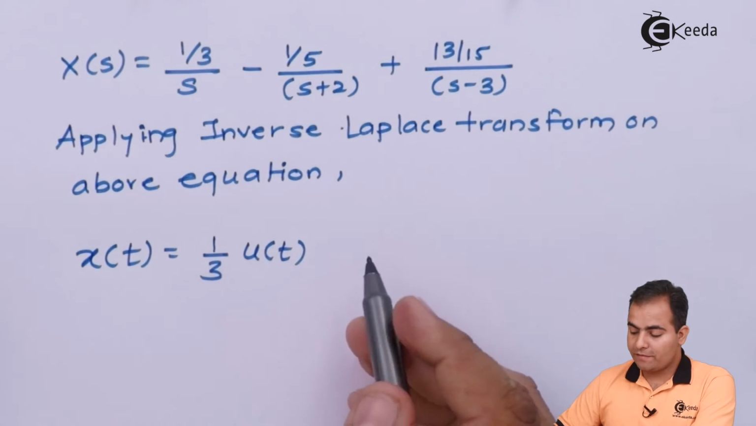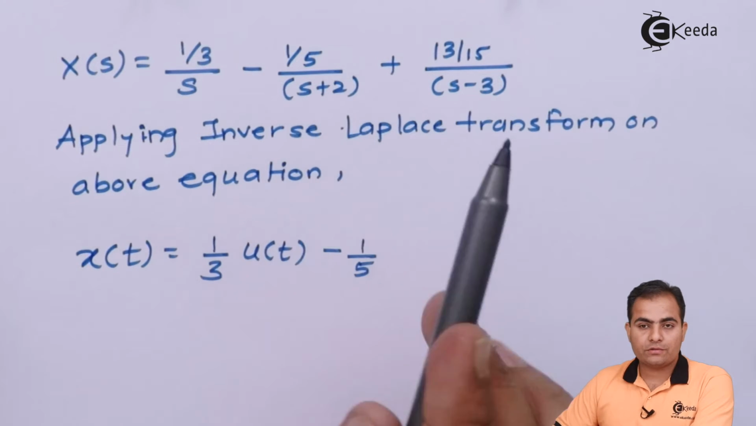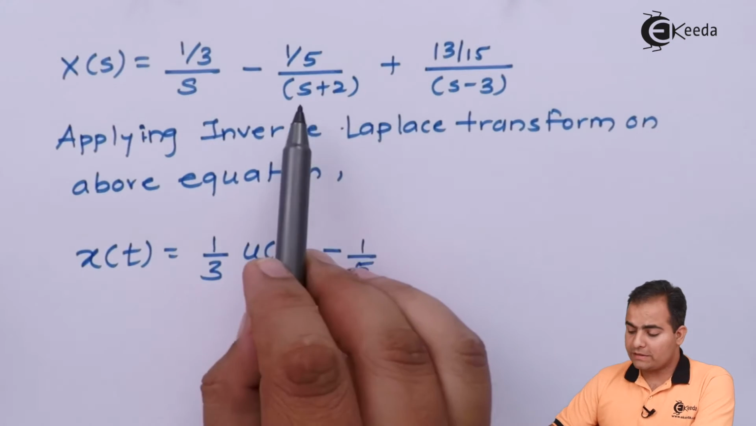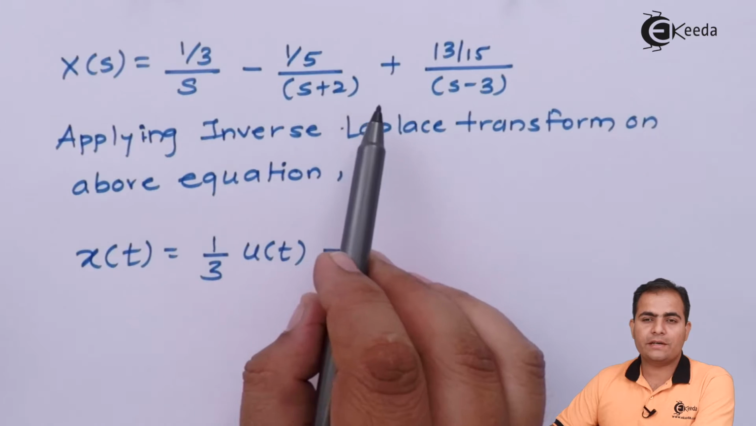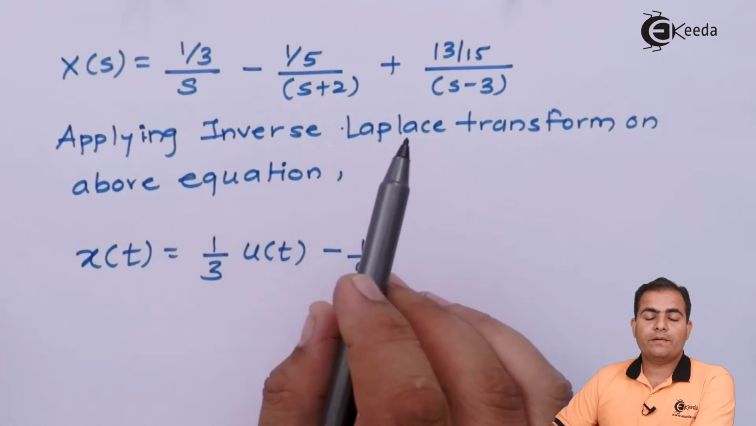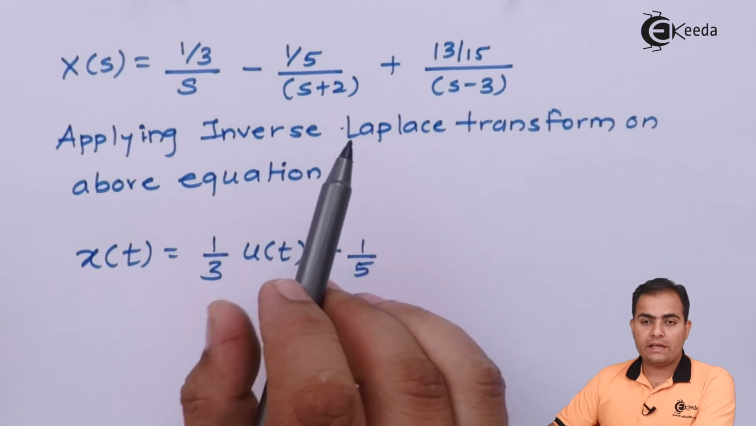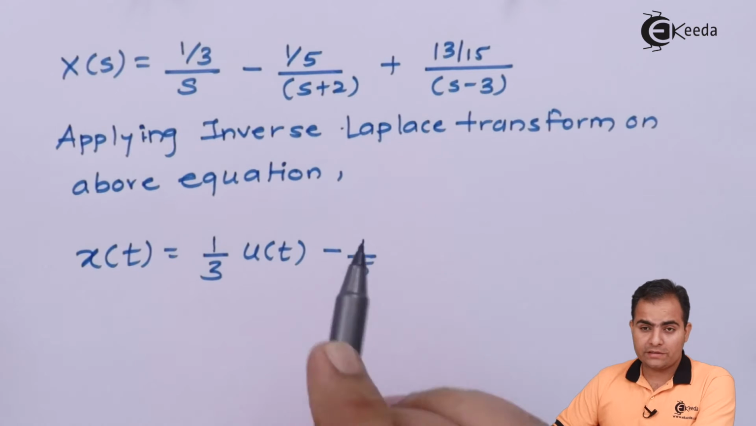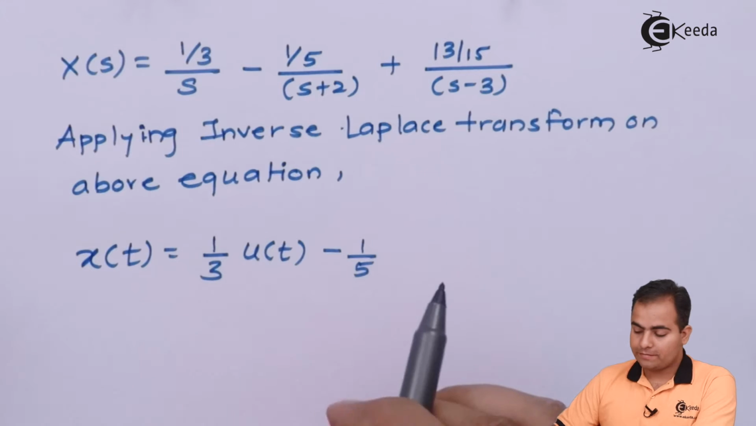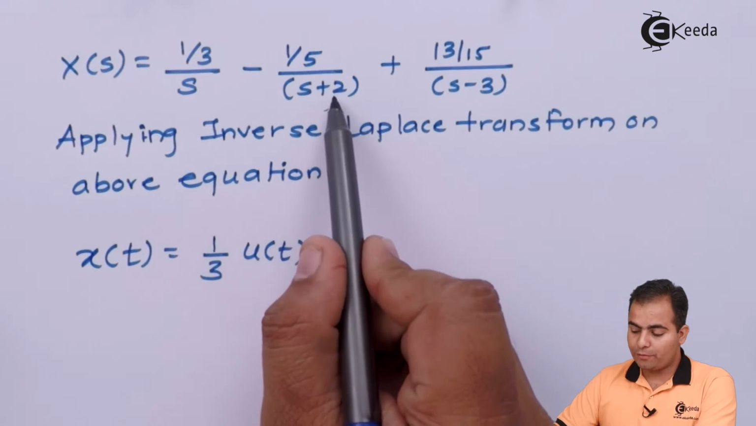Here also I will take 1 by 5 common because it's a constant. Now 1 upon s plus 2 will be there. We know that if the s is replaced by s plus 2, or you can say if the s is shifted by 2 or any value, then we have to use the frequency shifting property. According to frequency shifting property, if any input is multiplied by exponential function, then the frequency will be shifted in Laplace domain. Here the frequency is shifted by 2.